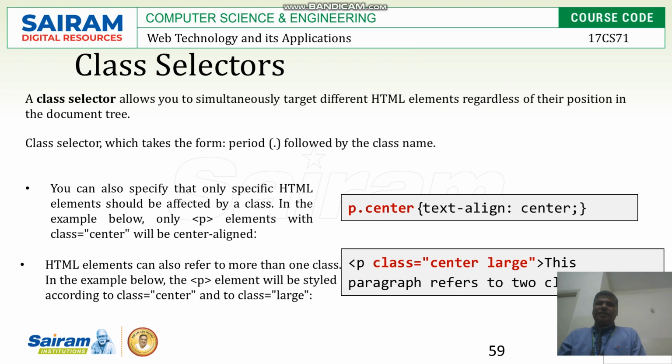There is a class selector. Only for that particular thing that you want to call, you can apply it. Class selectors always simultaneously target different types of HTML elements regardless of their position in the document tree. What is the document tree? It is about a document that you write, right? Margins will be there, some tables will be there, so many things are present, so that you can make it in the format of a tree. So wherever you want, there you can apply. How will we call that? Basically, we call it by using the dot operator.